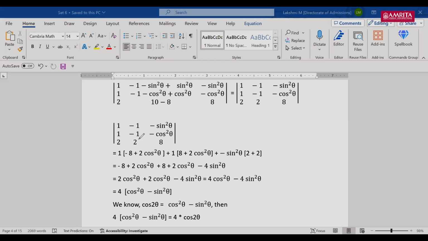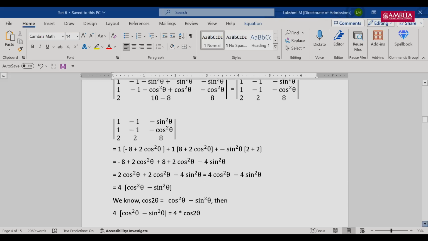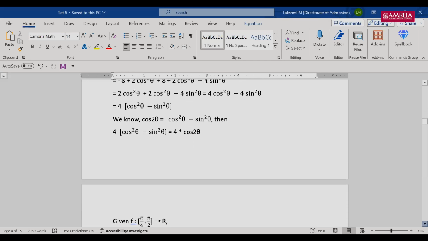So this will be 1 into minus 8 plus 2 cos square theta, plus 1 into 8 plus 2 cos square theta, minus sine square theta into 2 plus 2. So you got something like minus 8 plus 2 cos square theta plus 8 plus 2 cos square theta minus 4 sine square theta. So I think this 2 is gone. It's 4 cos square theta minus 4 sine square theta. So we know the formula, right? Cos square theta minus sine square theta, the cos 2 theta formula that we have studied. So it will be 4 into cos 2 theta.